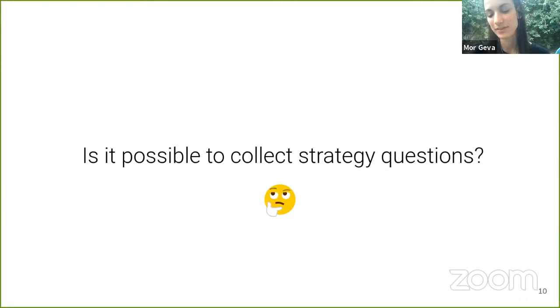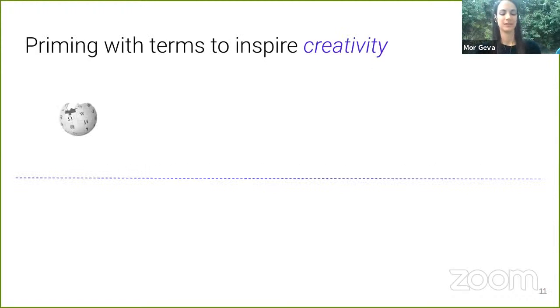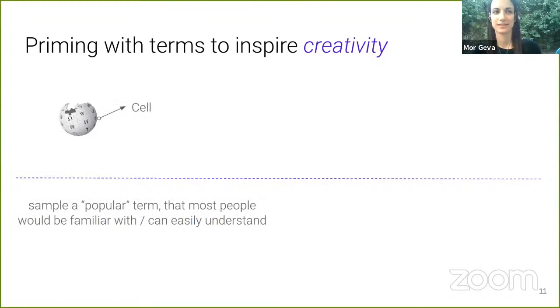So in this work, we employed two main methods. The first one is, we basically just turned the crowdsourcing pipeline upside down. Instead of starting with the context, we start from the question. Instead of showing the workers an entire context, we prime them with terms. And what are these terms? These are just concepts, one, two, three words, not more than that, sampled from Wikipedia. We use popular terms that most people will be familiar with or can easily relate to. We can see one example here, cell.